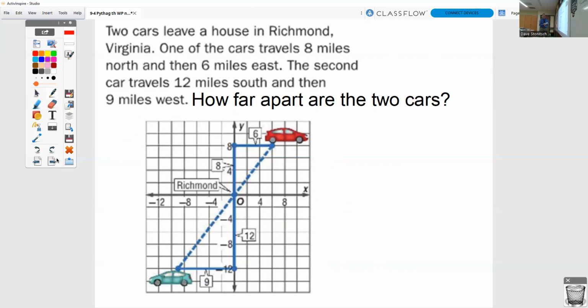This is one that will be on your test. It is one that will be on your final exam at the end of the year. 2 cars leave a house in Richmond, Virginia. Notice that Richmond, Virginia is right here in the middle, right?